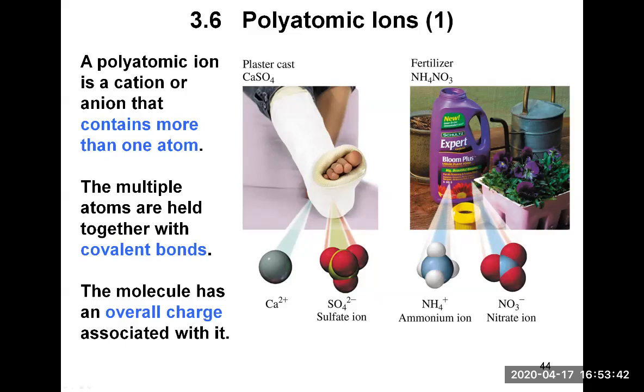And then we have another illustration of the nitrate ion. The nitrogen atom is in the middle in blue, and it's surrounded by 3 oxygen atoms that are red. And the overall charge is a -1 charge for the nitrate ion.